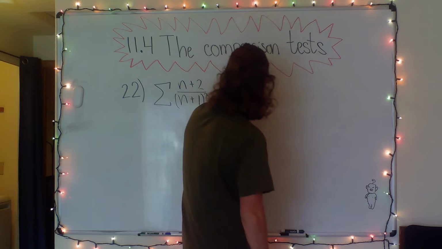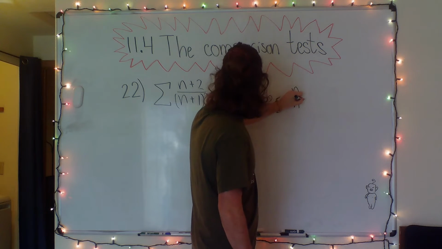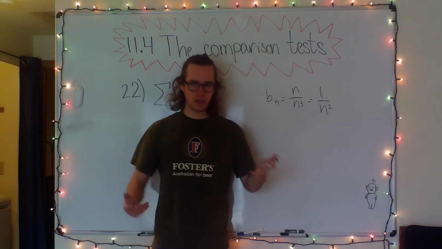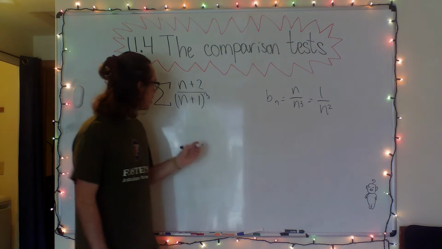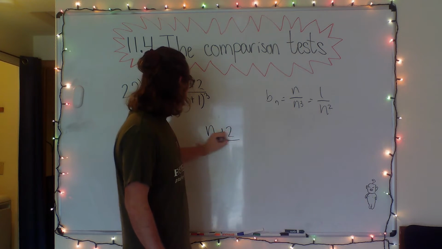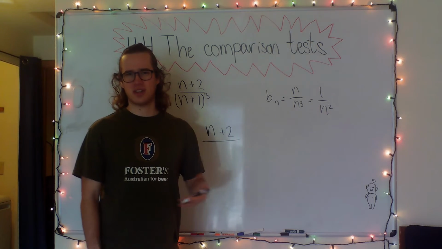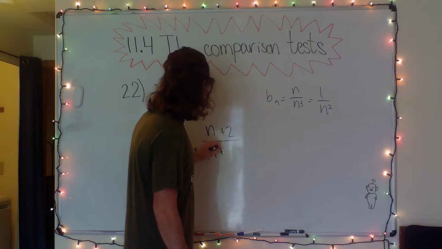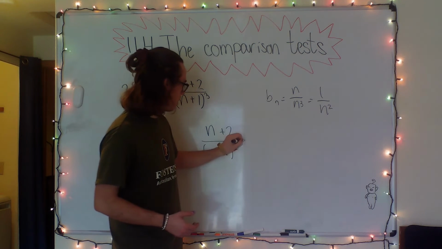So we're going to say b sub n is equal to n over n cubed, which is equal to 1 over n squared. That's simple algebra. So then we're like, okay, let's compare these two. We take the limit of their quotient. What? We take the limit of their quotient, not the limit of their division. So then we have n plus 2 over n plus 1 cubed, and we continue and multiply.